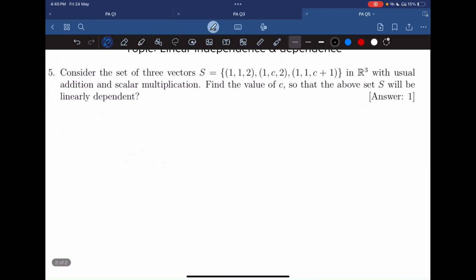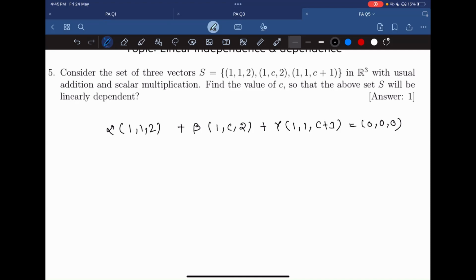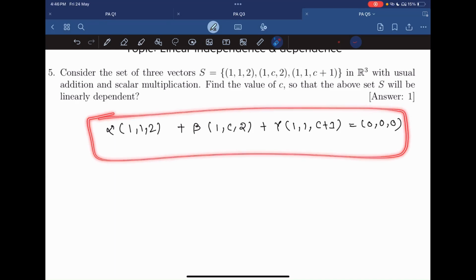So for the set to be linearly dependent, we want the linear combination of the vectors in the set S, right? Alpha times the first vector plus beta times the second plus gamma times (1, C+1) equating to (0, 0, 0). We want at least one of these coefficients to be non-zero, and that would happen when the system of linear equations would have infinitely many solutions.